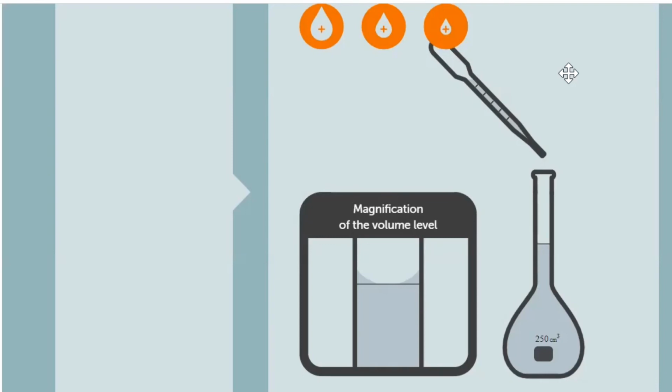So our standard solution is ready. Now we just need to put the lid on the flask and shake it to make sure all the sodium carbonate is evenly distributed in the flask.